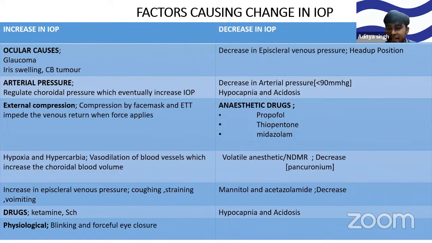The factors which decrease the IOP are a decrease in the episcleral venous pressure through the head-up position, or a decrease in the arterial pressure to less than 90 mm of Hg systolic. Almost all anesthetic agents can decrease it: propofol, thiopentone, along with the volatile anesthetics.